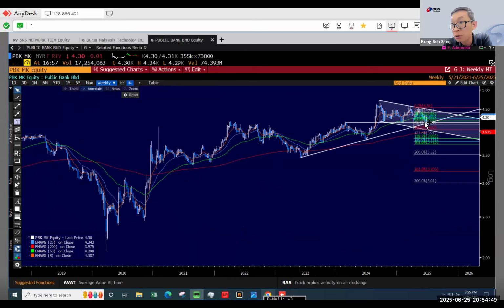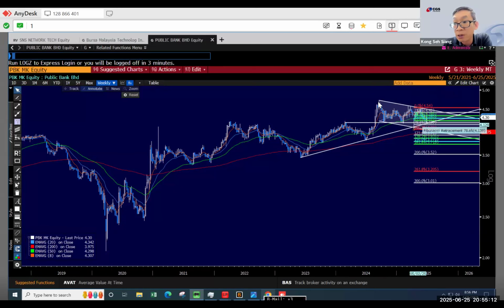As you can see, very similar to Maybank and CIMB. So as long as this structure here remains going to a new high and then a new higher low, a new higher high, new higher low, that is still an uptrend. So you don't have to worry about what's happening in between where it can chop sideways, but once it breaks, the next move should be a lot higher beyond this high here.